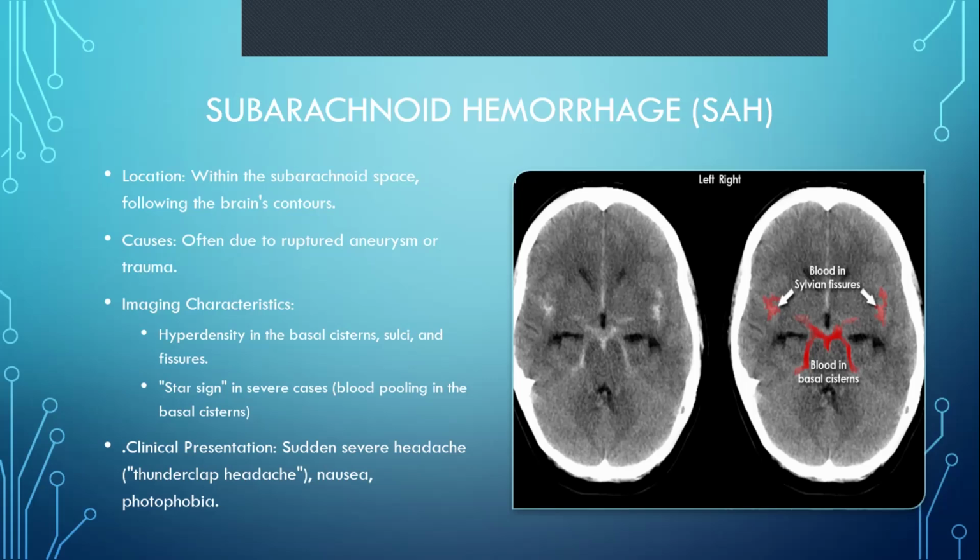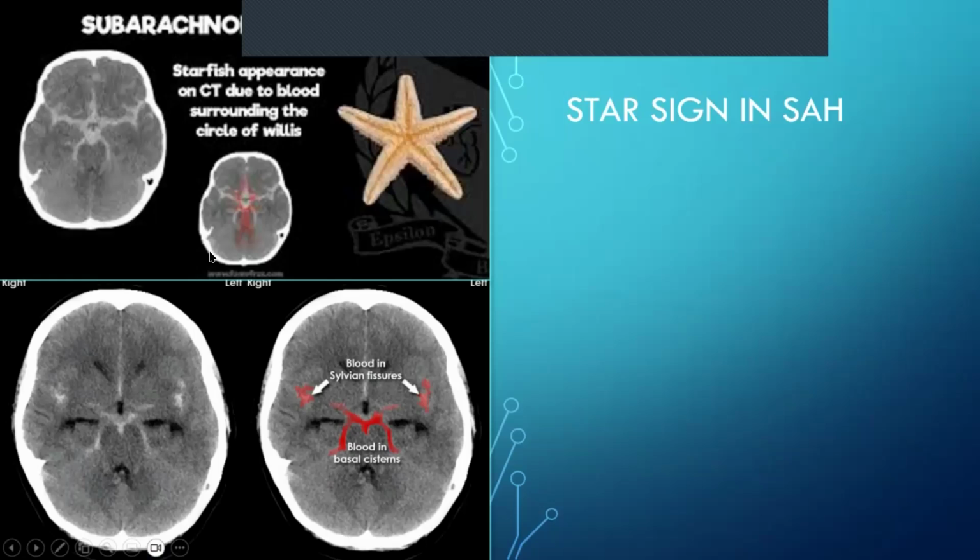But generally, subarachnoid hemorrhages we do see in trauma, but epidurals and subdurals are the more common type that we would see as well. Sorry, just taking it on from there.